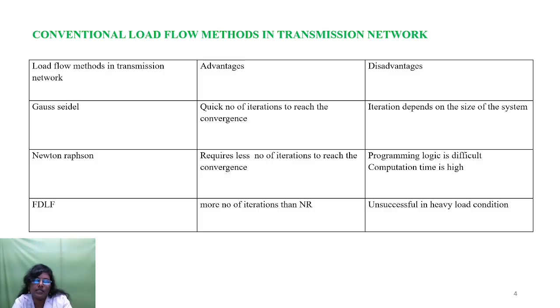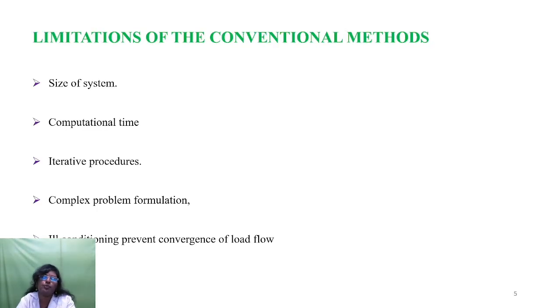The third method is the fast decoupled load flow method, that is the FDLF method. In the fast decoupled load flow method, the advantage is simplicity, but it takes more iterations when compared to Newton-Raphson, and the disadvantage is that it is unsuccessful in highly loaded conditions. So these are the three methods used as conventional methods on the transmission side. Next we see the limitations of the conventional methods.